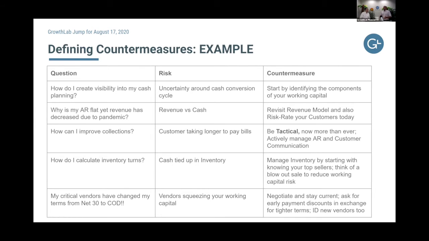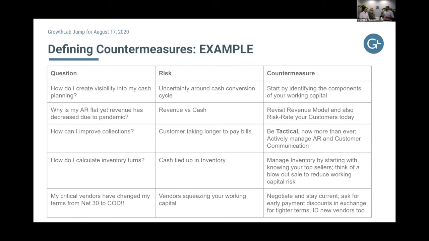So we're going to try doing a few of these, because the next question is, why is my AR flat, yet revenue has decreased? AKA, why is my AR not proportional to my revenue? In other words, the risk is basically revenue versus cash, right? Right, it's revenue versus cash. And in times like this, you don't want to shut your doors. So you tend to maybe provide better terms. Well, those terms aren't better for you, the company, but for your customers. To keep the revenue. Yeah, to keep the revenue.